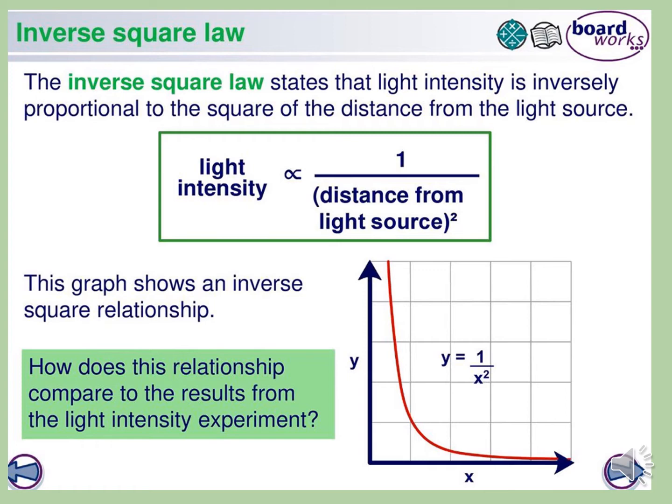So this is something called the inverse square law. And as it says there, this states that light intensity is inversely proportional to the square of the distance from the light source. Now, you might be thinking, what does that mean? And that's understandable. So over the next few slides, I've tried to explain this in kind of simple terms and where this information comes from and what it actually means.